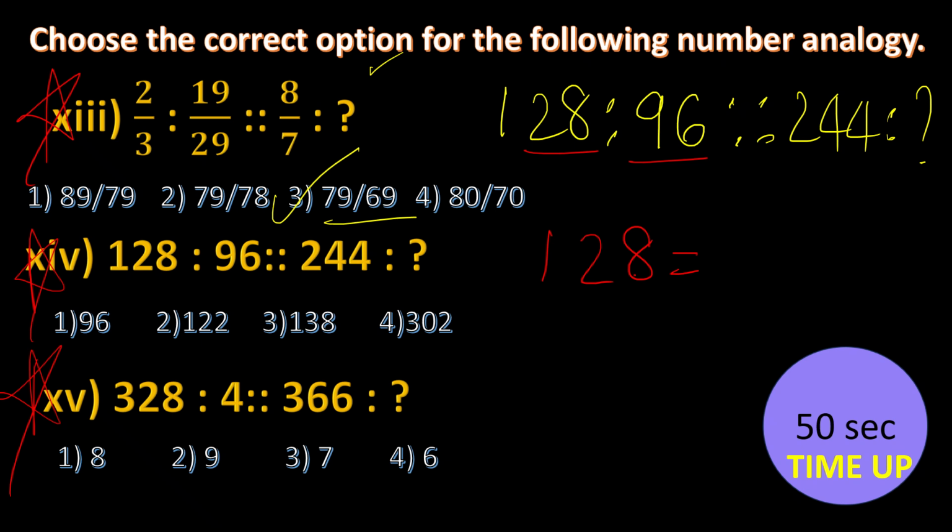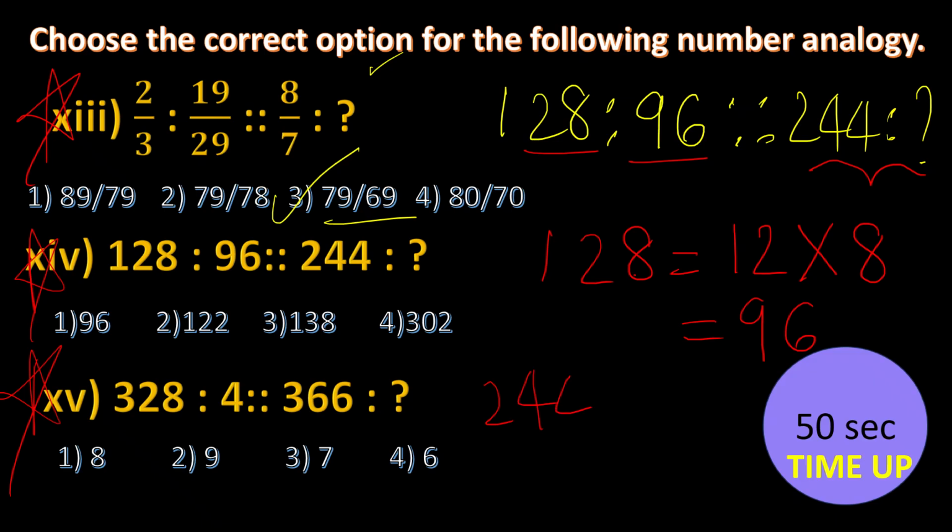128. So here multiplication is done within the number. So 12 into 8 will give you 96. Same logic you have to apply for this part. 244. 24 into 4, which will also give you 96 as the answer. So correct option is 96.